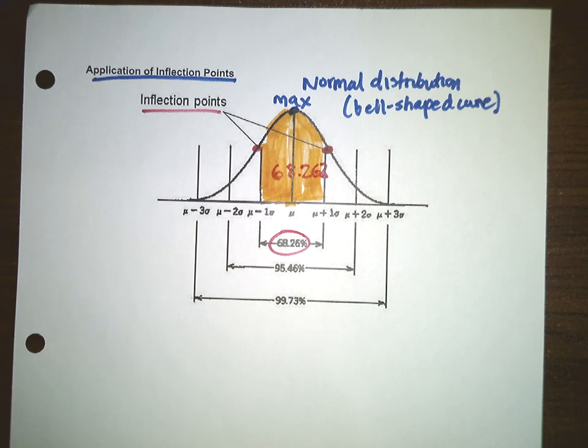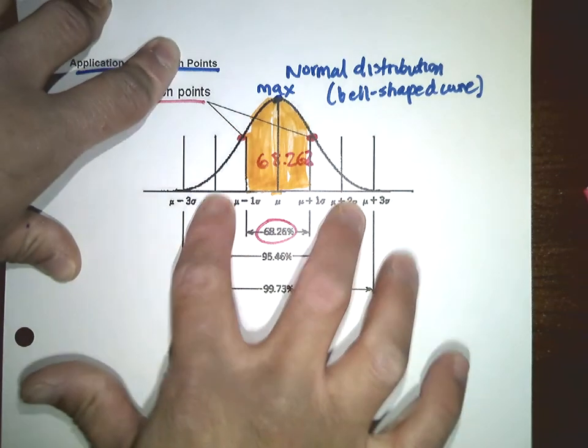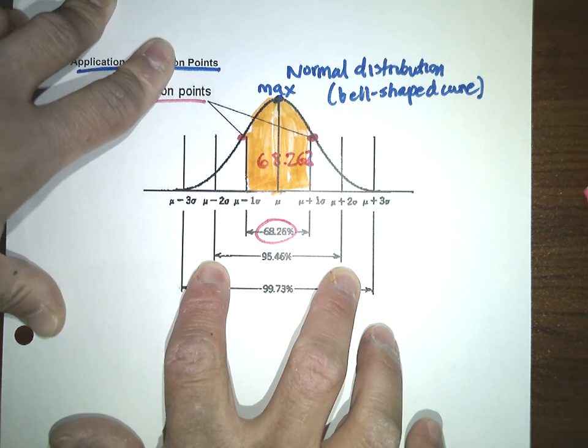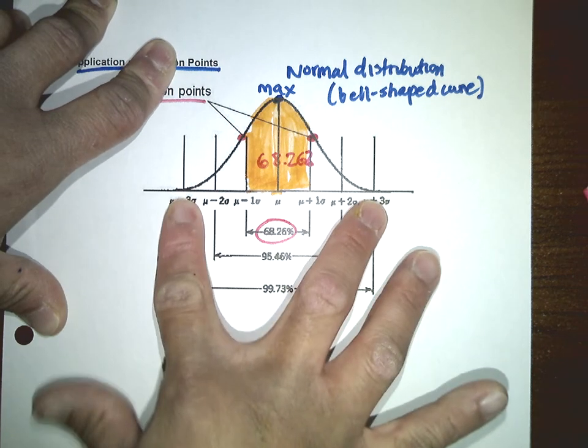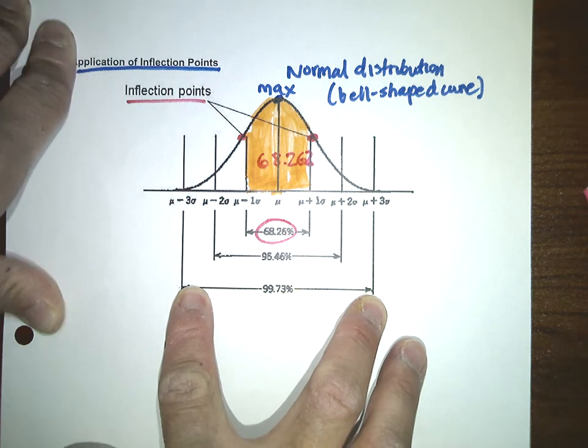All right, and then you can see that in the next set between these two numbers, there's 95.46% of the values under the curve, and between these two values, 99.73% of the values under the curve, and so forth.